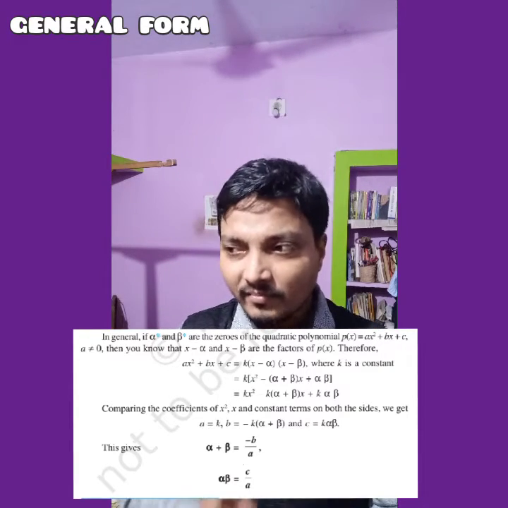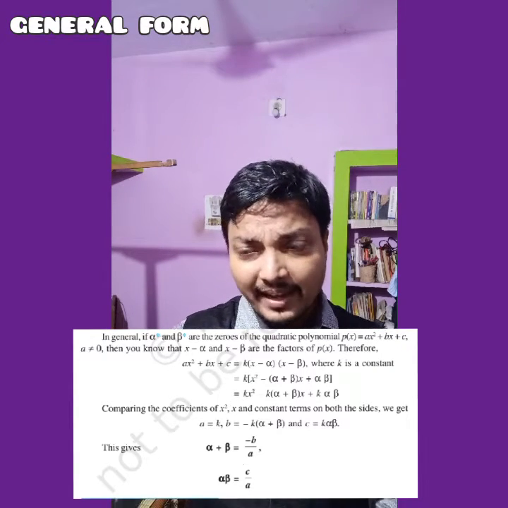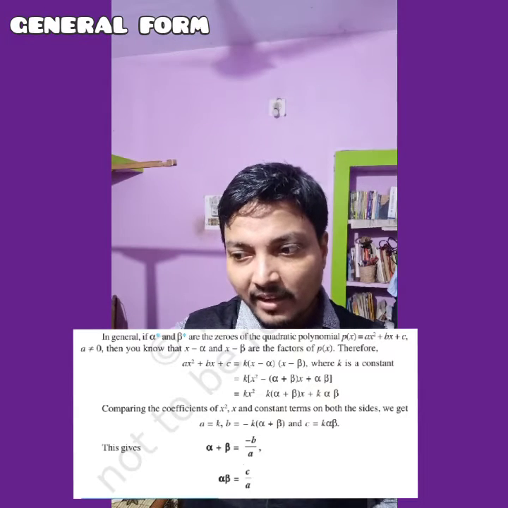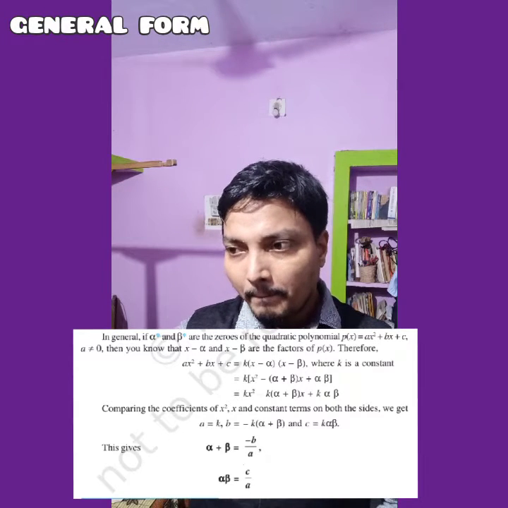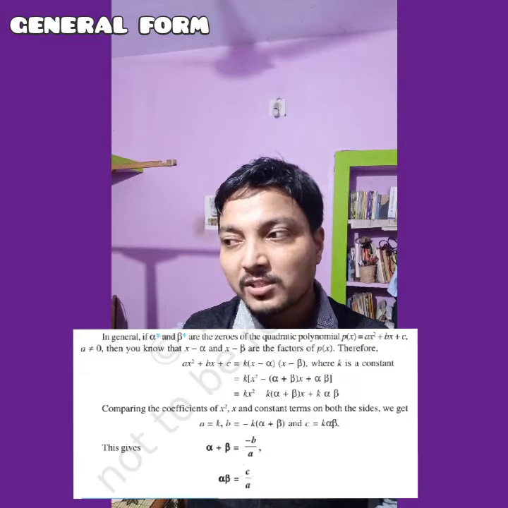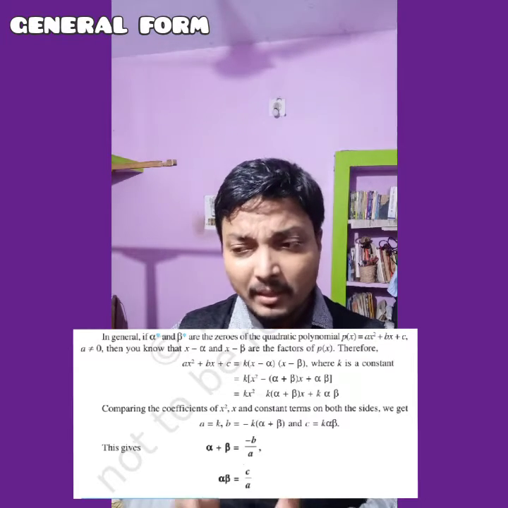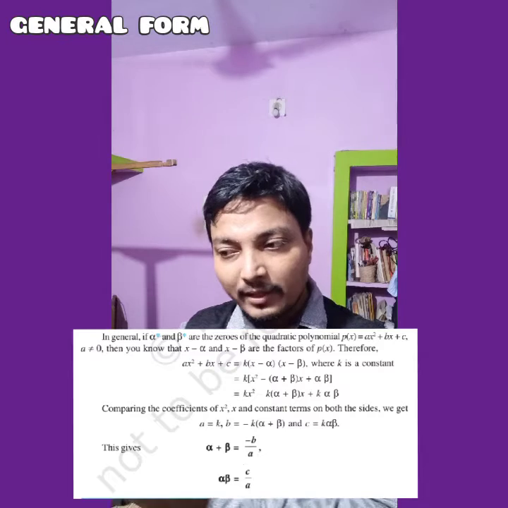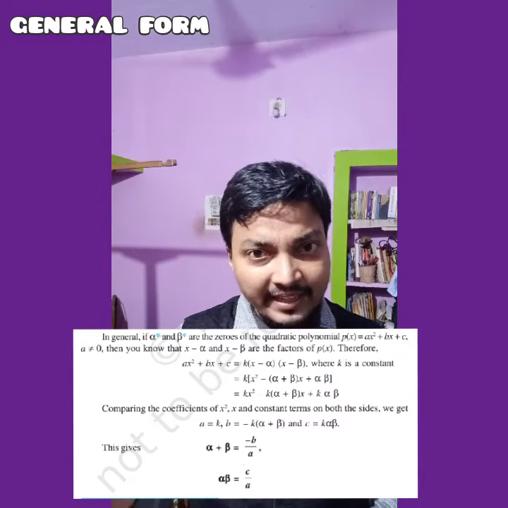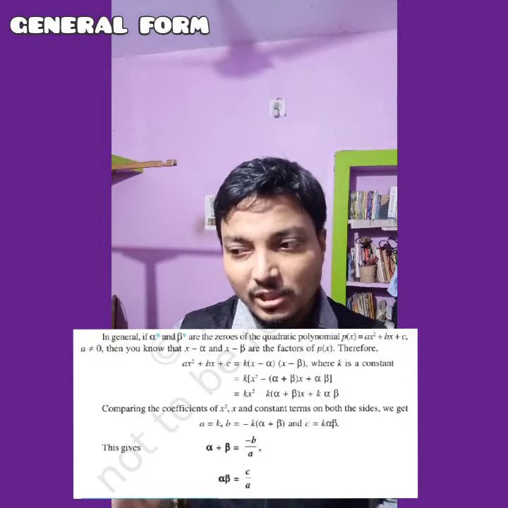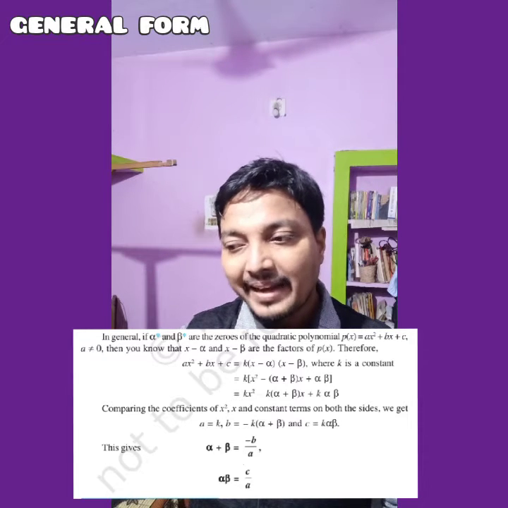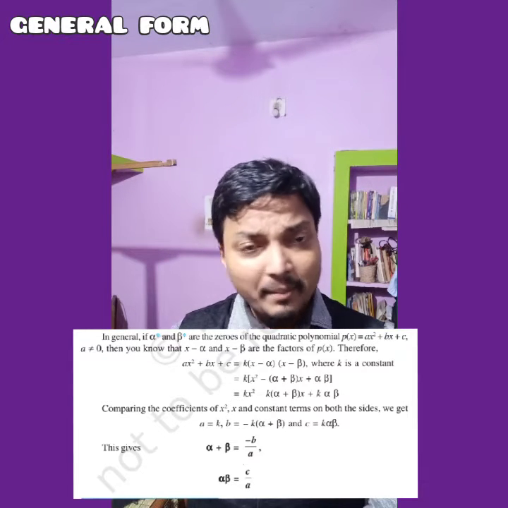Ready? Thereafter, the coefficient of x on the left side and the coefficient of x on the right side. The coefficient of x on the left side is b, and on the right side it is minus alpha plus beta whole into k. So minus alpha plus beta whole into k is equal to b. But I want to see alpha plus beta equal to how much. So alpha plus beta is equal to b divided by minus k.